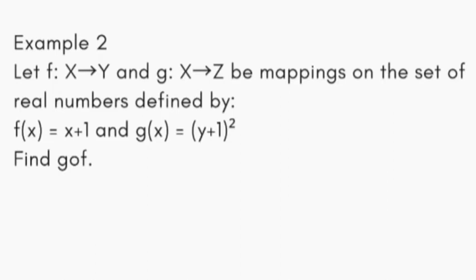Let's consider this example. Example 2. Let F, that is a mapping from X to Y, and G, that is a mapping from X to Z, be mappings on the set of real numbers defined by f of x is equal to x plus 1 and g of x is equal to x plus 1 squared. Find G of F. It is established in the question that f of x is equal to x plus 1 and g of x is equal to x plus 1 squared.